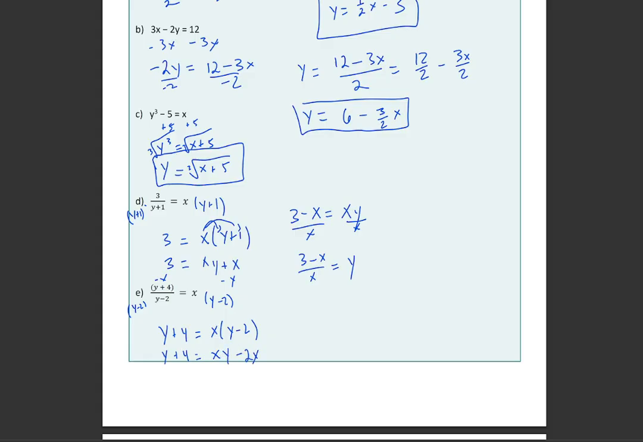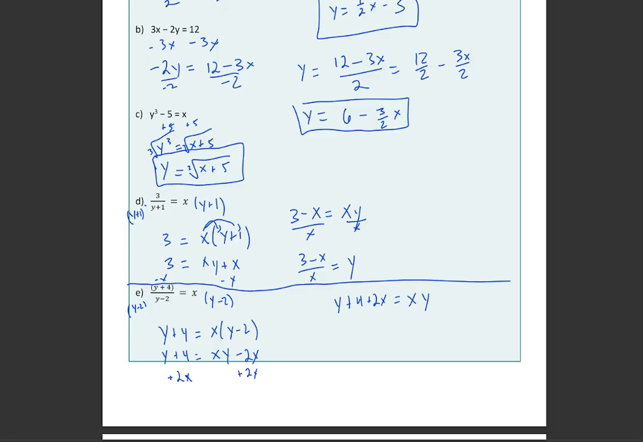And now let's move all our non-y's to one side and y's to the other. So I'm going to add 2x to both sides. And I get y plus 4 plus 2x equals xy. Okay, so now we're close.